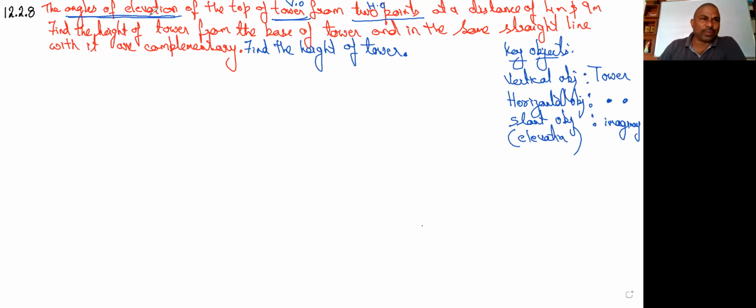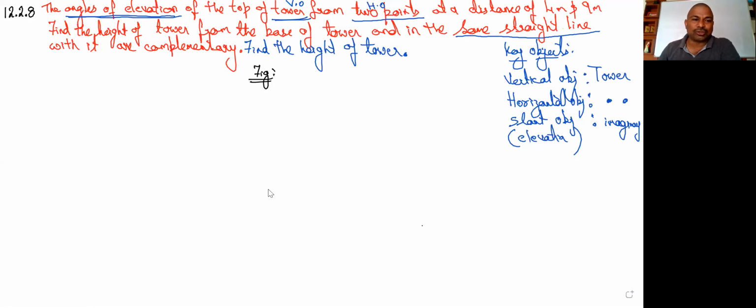So let's go for that one. The angle of elevation of the top of a tower from 2 points. How much distance he has given? He is asking us to find the height of the tower, and moreover, he has taken the 2 points on the same straight line. He didn't take the points away from each other. He has taken them on the same straight line which is joining the foot of the tower. Let's go for that one. I'm drawing the figure.